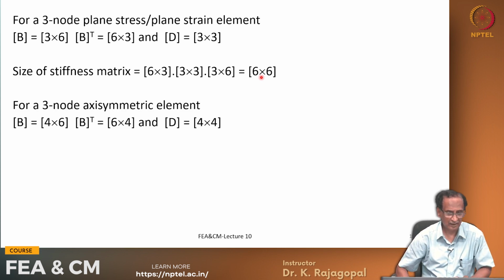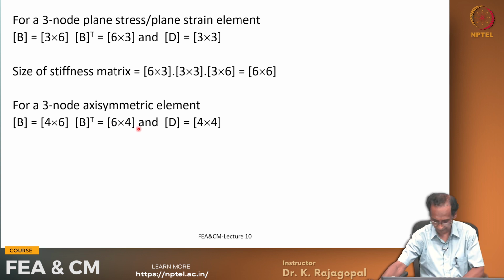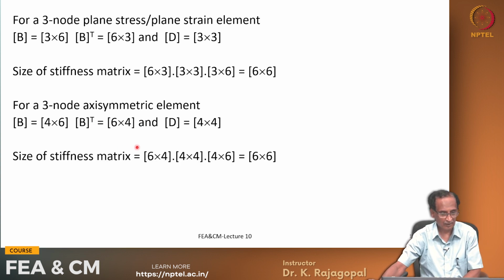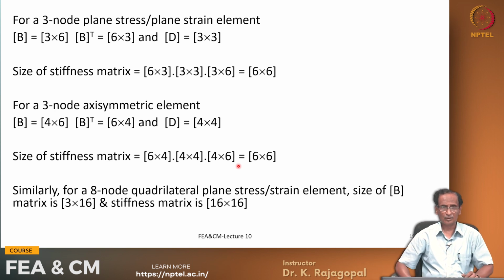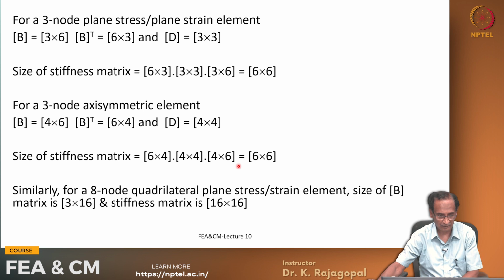For the axisymmetric element, we have 4 strain components. So, B is 4 by 6, B transpose is 6 by 4, and D is 4 by 4. So, the size of the stiffness matrix is once again 6 by 6. For, say, an 8 node quadrilateral, we will have 16 degrees of freedom, and our stiffness matrix will be a 16 by 16 matrix.